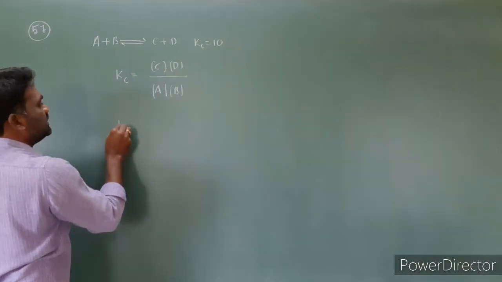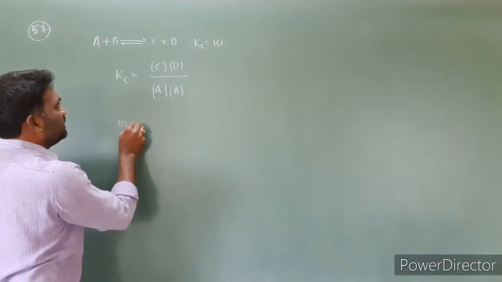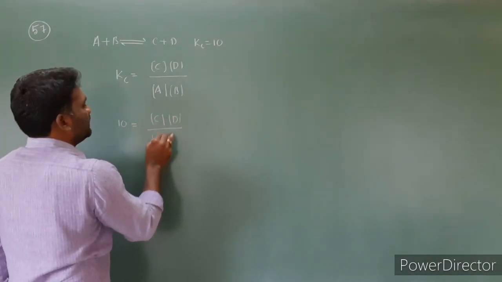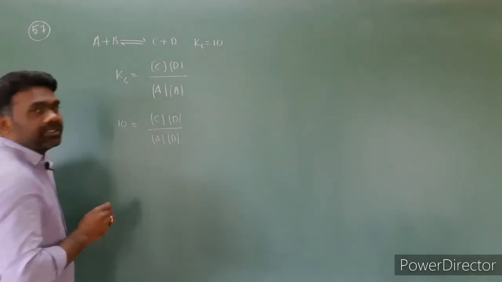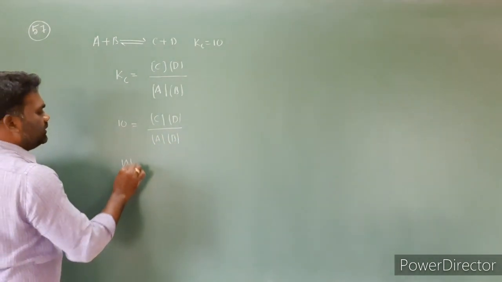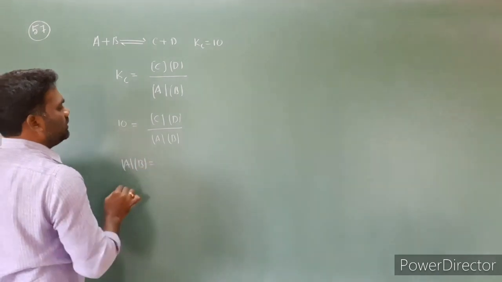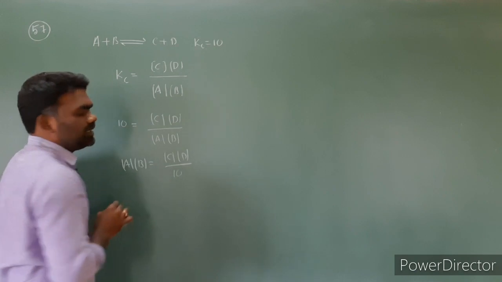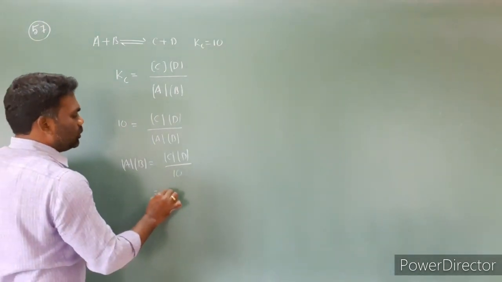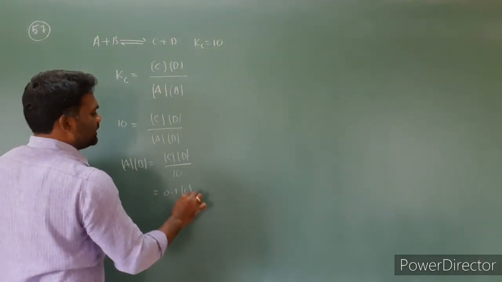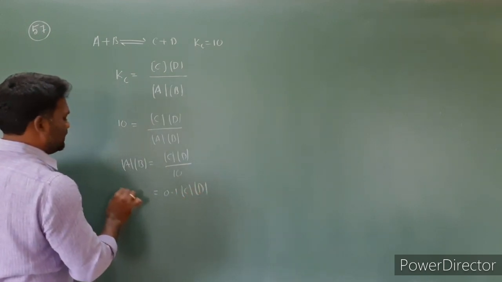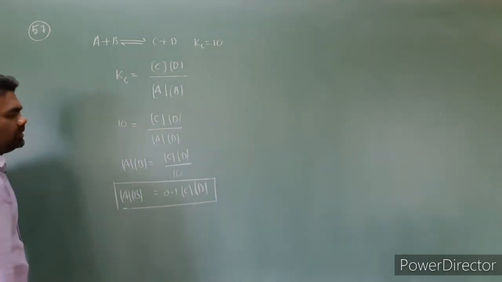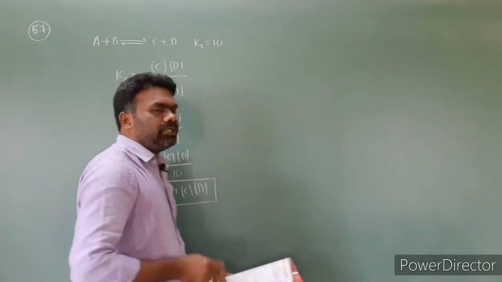Here Kc is equal to 10. Kc is equal to concentration C into concentration D by A concentration and B concentration. Then A concentration into B concentration is equal to C concentration into D concentration by 10, isn't it? That is equal to 0.1 C concentration, D concentration. So A concentration into B concentration is equal to 0.1 into product of C concentration and D concentration.